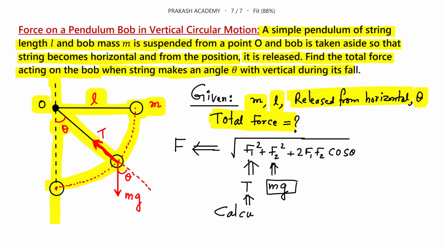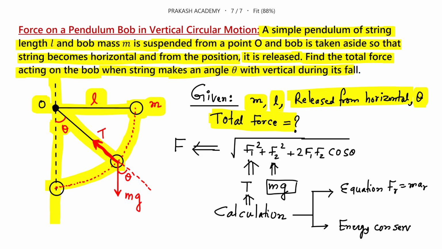So now my problem is basically the calculation of tension. How will you calculate it? Now this is moving in a circle, so we can use two things. First we will use the equation of motion, that is, force in the radial direction is equal to mass times acceleration in the radial direction. And then we can also use energy conservation. With all these hints, let us pause this video and solve this problem.